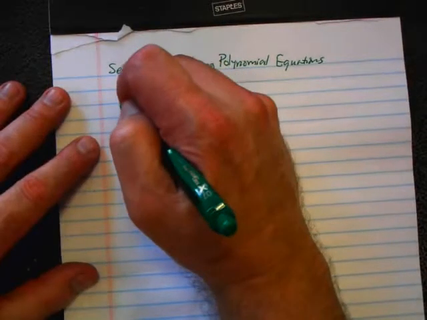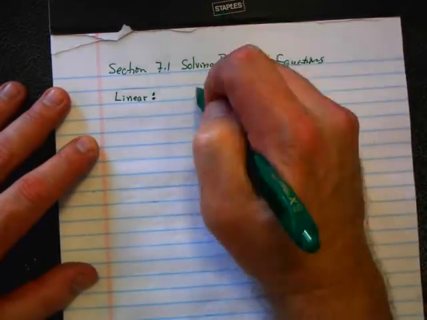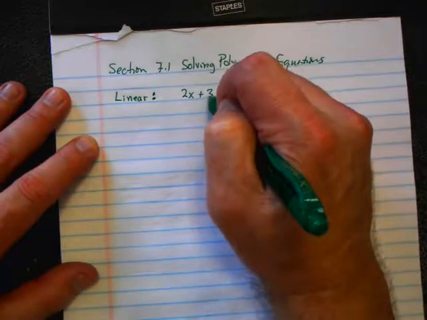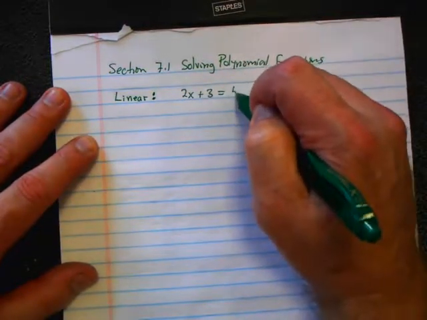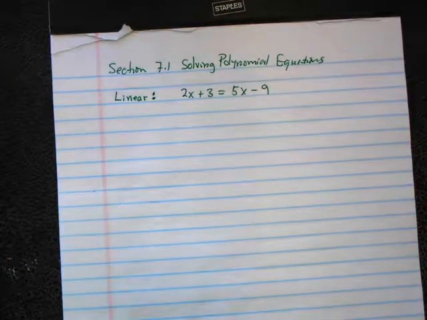All right, so chapter 7, we're going to learn about ways to solve polynomial equations. At this point in your life, you're very, very good at solving linear equations. Let's say I gave you 2x plus 3 equals 5x minus 9. How do I look at that equation and immediately know that it is linear? That's true. There's only one variable, and there's no exponents on the variables. So that's what we would call a linear equation.